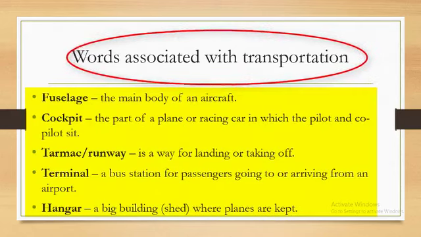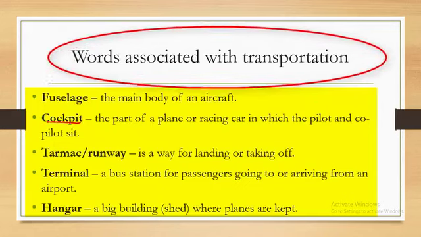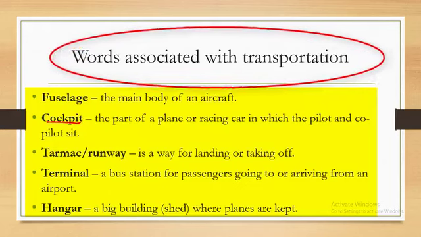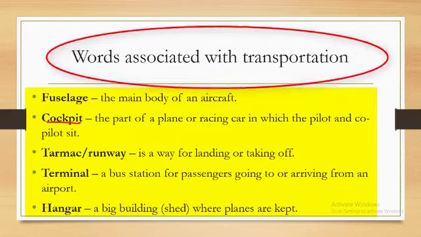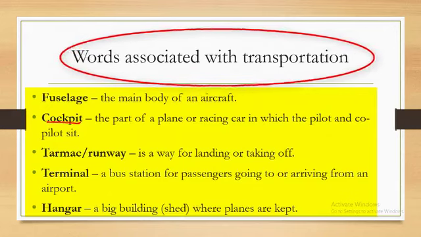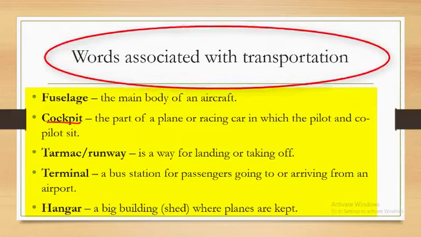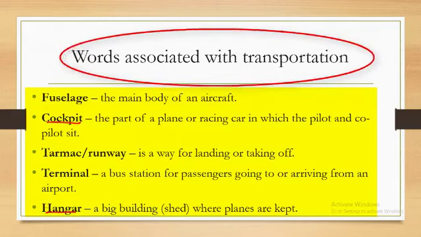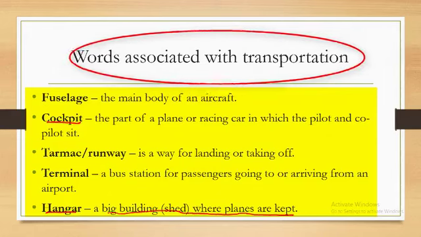Then we have what you call cockpit. Now the cockpit has to do with what you call air transportation. Now the cockpit is where the driver sits in a plane. The driver is called the pilot. Okay, so where the pilot sits and the assistant pilot is called the cockpit. Okay, then we have what you call the hangar. Now the hangar is that building, or a shed, where planes are kept.